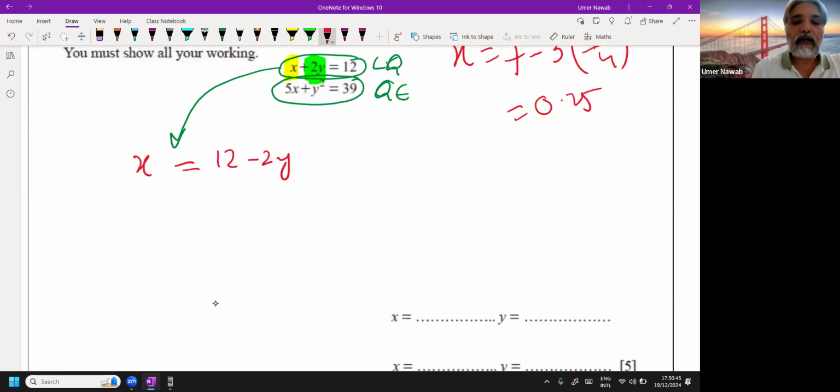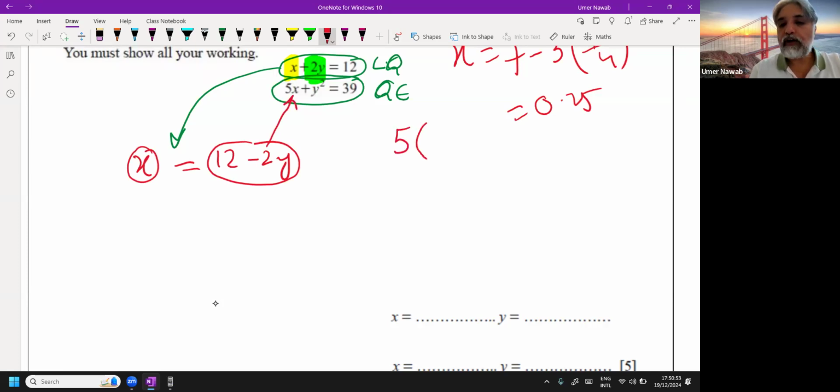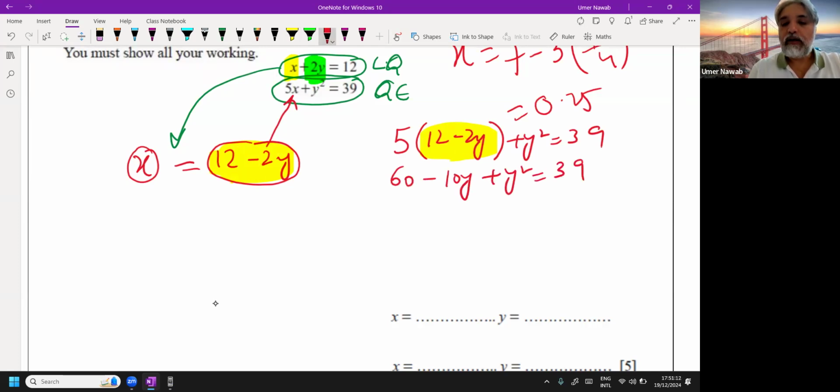Wonderful. Now, can I plug this value of x, which is 12 minus 2y, in the quadratic equation? So, don't forget you need to write the brackets there. So copy here 12 minus 2y, all squared, plus y squared is equal to 39. Now expand the bracket: 60 minus 10y plus y squared is equal to 39. Now rearrange the quadratic equation. So guys, you will be getting y squared minus 10y plus 21 is equal to 0.